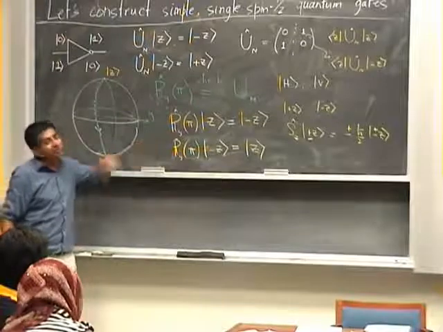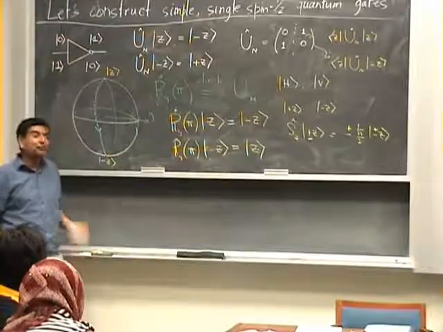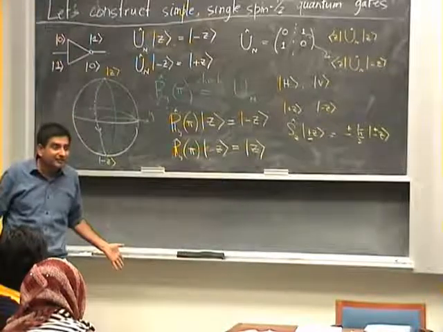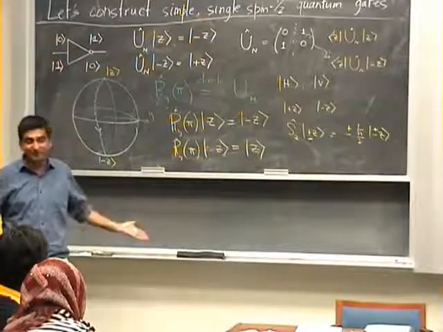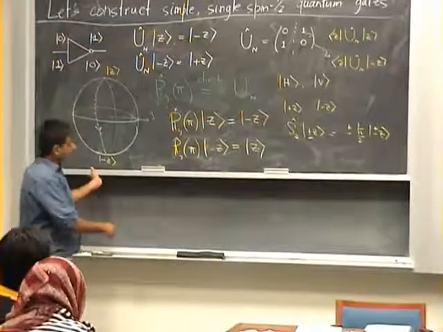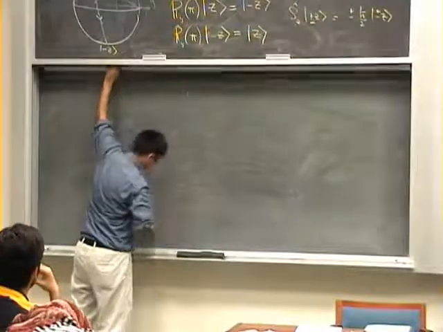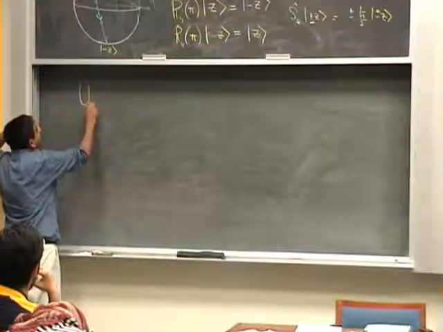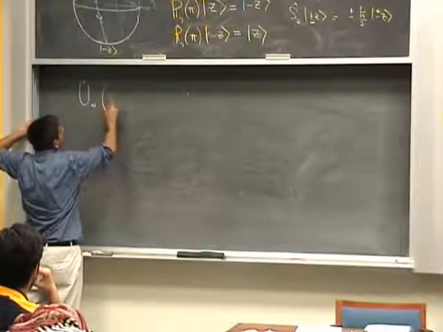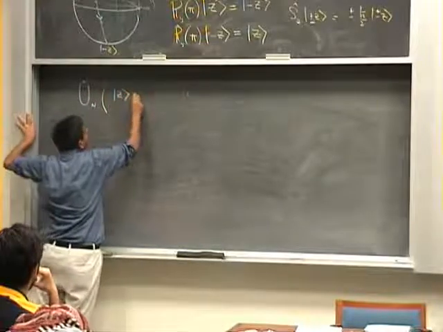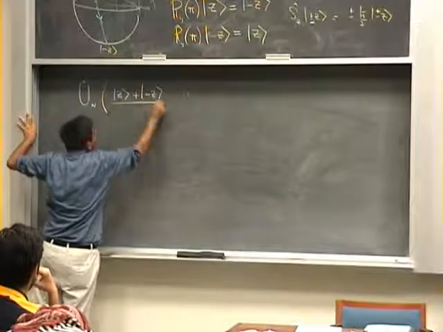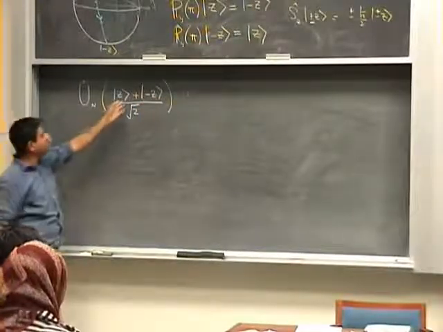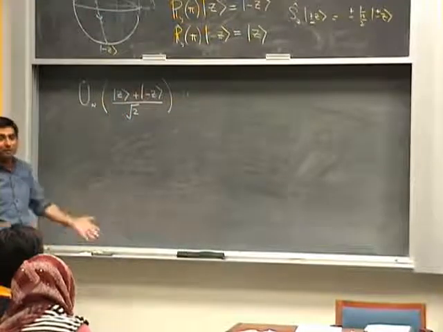But let's see what this rotation does to an arbitrary state, because the NOT gate should be universal. Any input state, it should give you its NOT, its inverse. So if you have your theoretical NOT gate, and it acts on plus z plus minus z over root 2, which is simply state x, what should the output be theoretically?